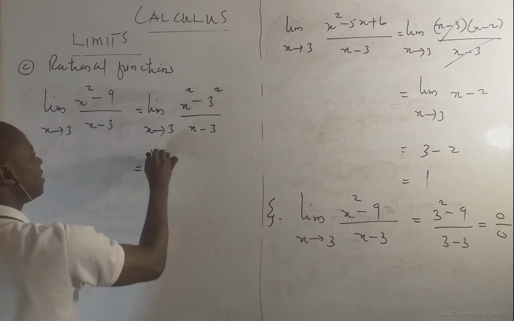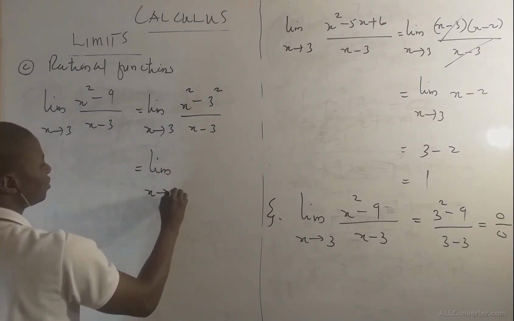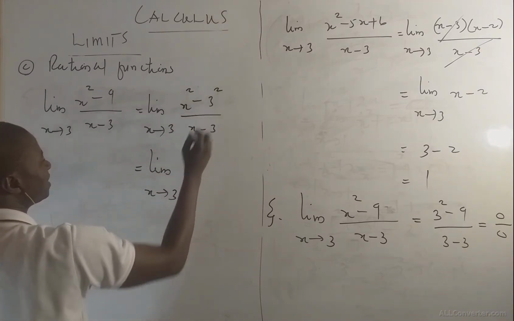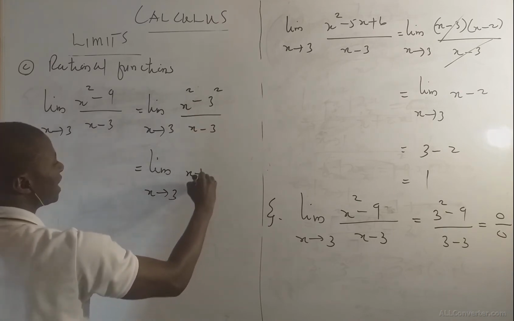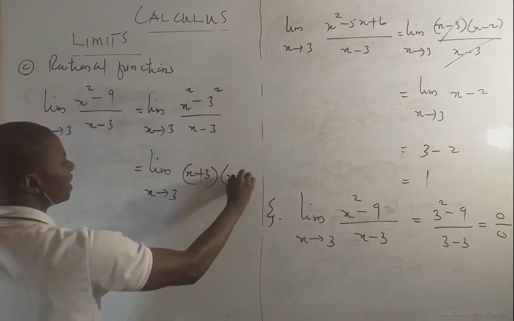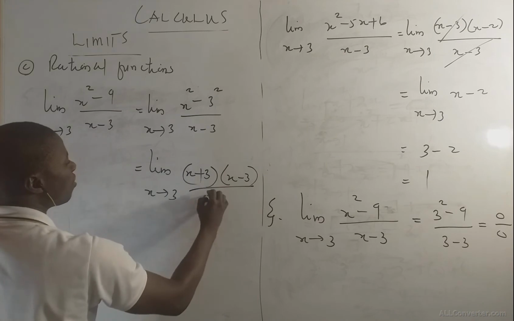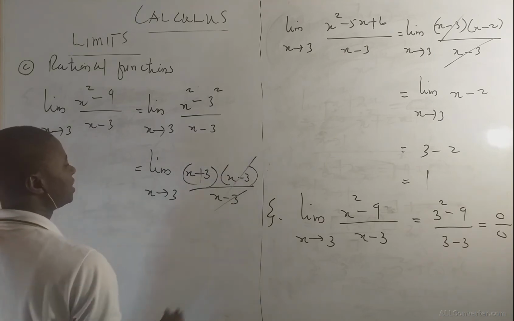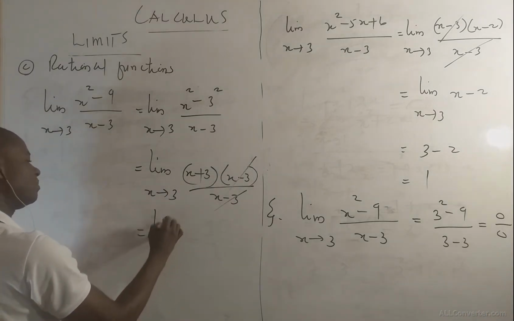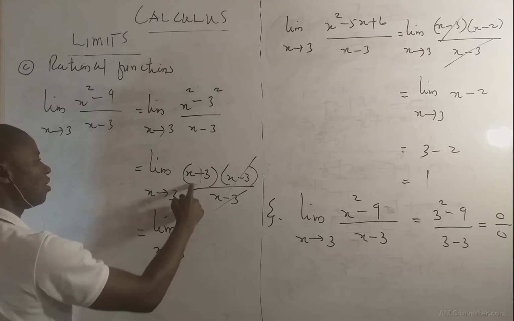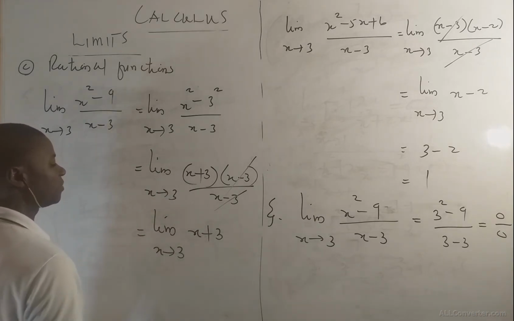And this can further be expressed as the limit as x approaches 3 of x squared minus 3 squared, a difference of two squares. This can be expressed as (x plus 3) times (x minus 3). Don't forget it's all over x minus 3. So this can cancel this, and we are left with the limit as x approaches 3 of the function x plus 3.